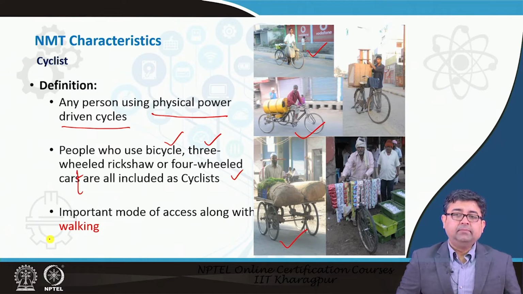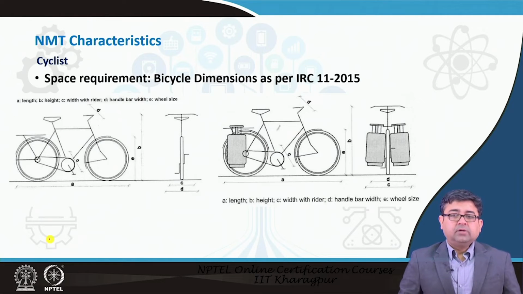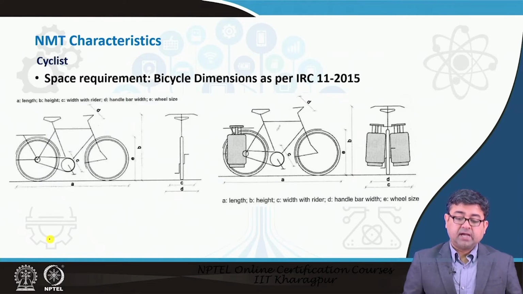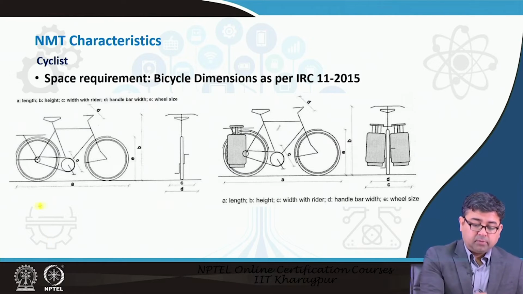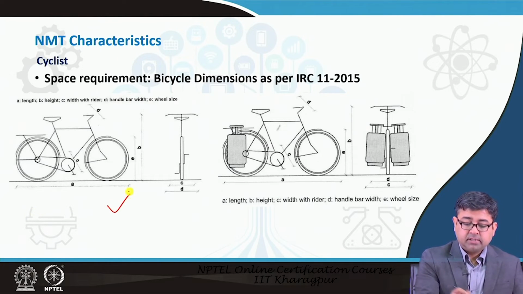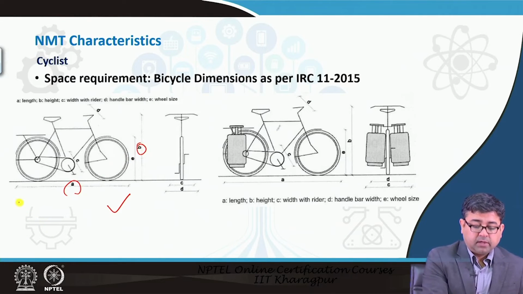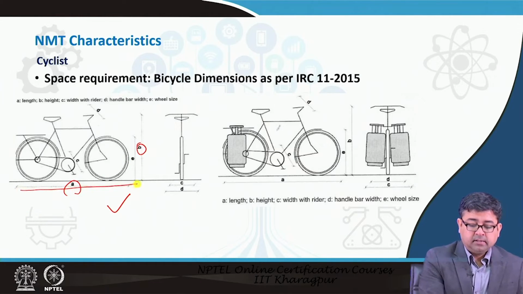Now, similar to the body ellipse, there are also standard dimensions for any bicycles. A normal bicycle would be such, and we will give you the dimensions in the next couple of slides, but we are looking at the width and the length of the bicycle.